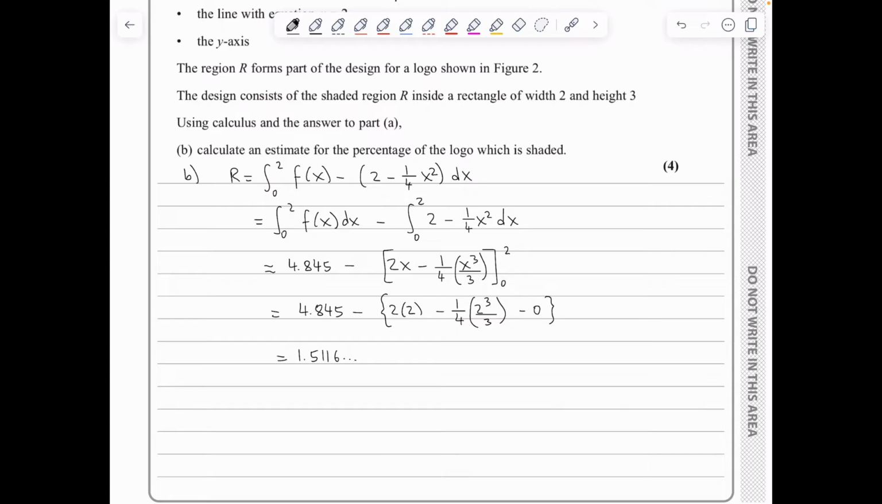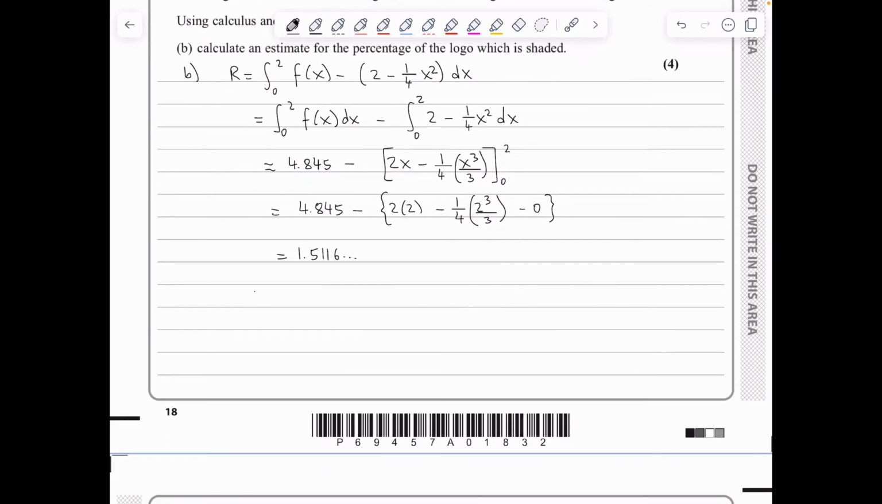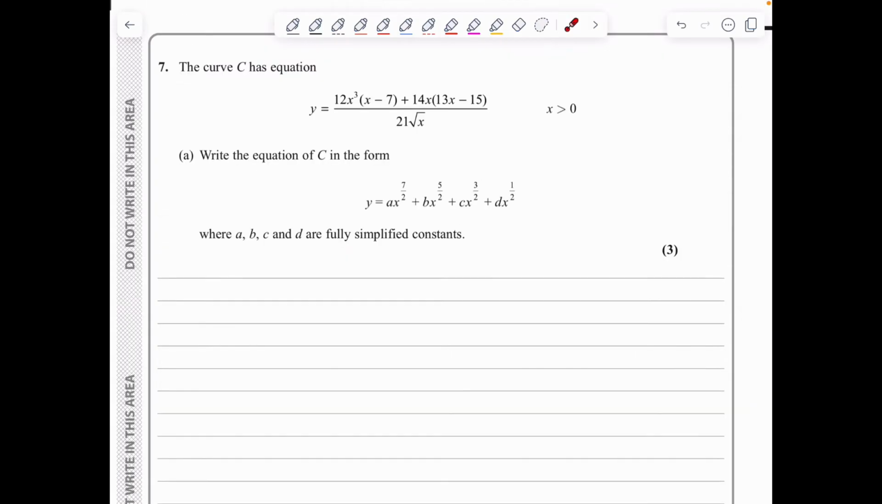So plug this on the calculator, get 1.5116... This is the shaded region, and I still need to proceed in finding the percentage which is shaded. Remember, the total area was a rectangle measuring 2 by 3. So the percentage which is shaded is going to be 1.5116... over 6 times 100, which gives an answer of 25.2%.